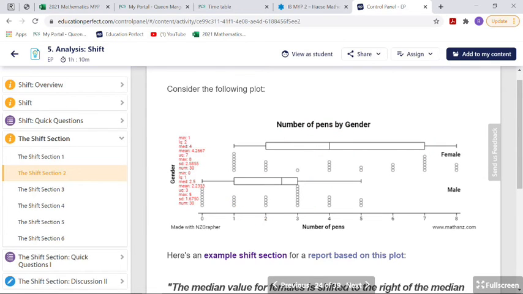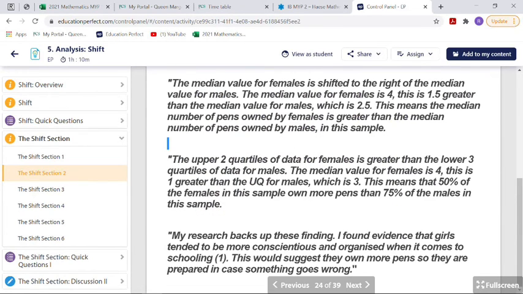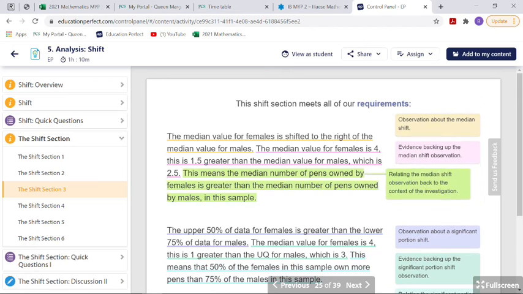It's not difficult. Okay? My research backs these findings. I found evidence that girls tended to be more conscientious and organized when it comes to schooling. Reference. Right? This would suggest they own more pens, and so they are prepared in case something goes wrong. All right? Everybody knows that girls are better, so yes. Okay, clearly.